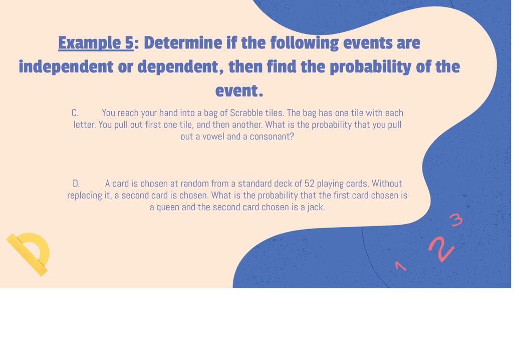So keep going, same ideas. You reach a hand into a bag of Scrabble tiles. The bag has 1 tile with each letter. You pull out the first tile, then another. So it's going to be dependent because you keep the first one. What's your probability that you get a vowel, then a consonant? So the vowels are A, E, I, O, U. You're not trying to include anything else. Then you've got 21 non-vowels out of 25 letters left. So that becomes 21 over 130, or 0.162.